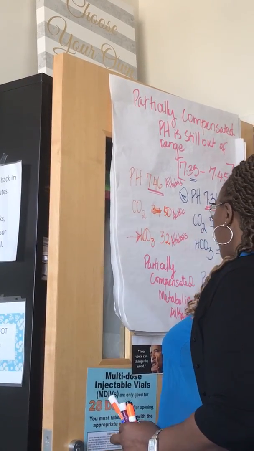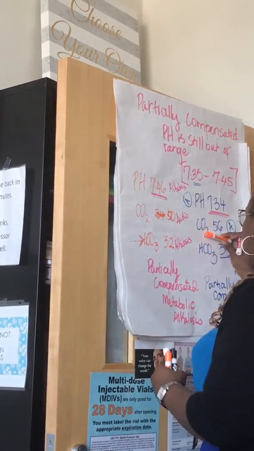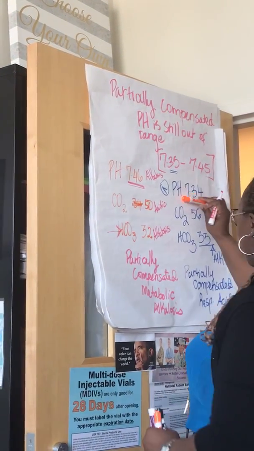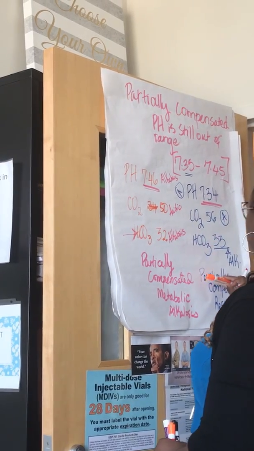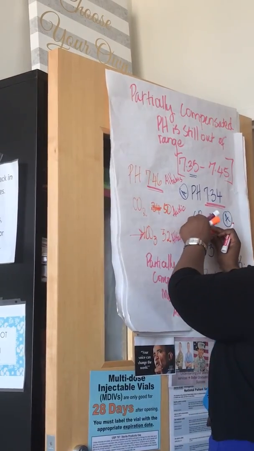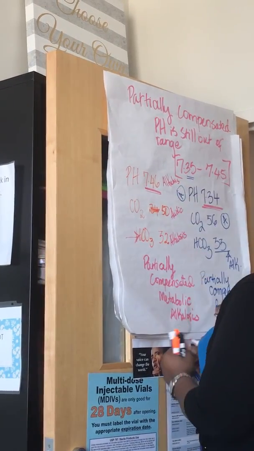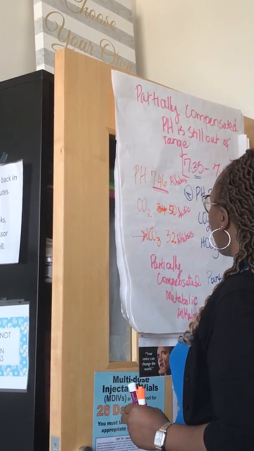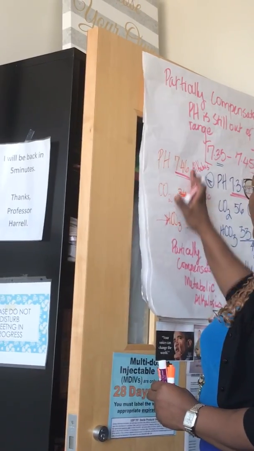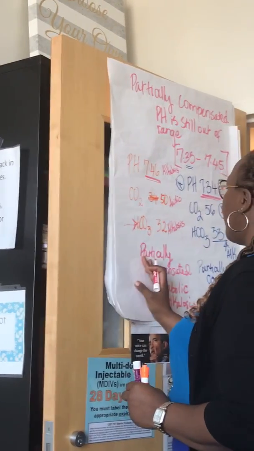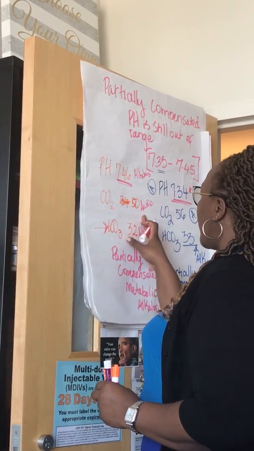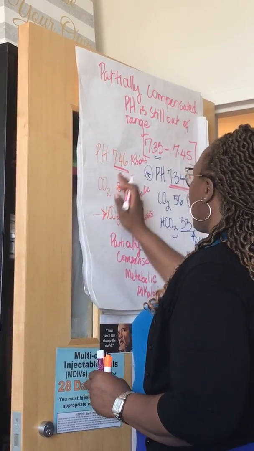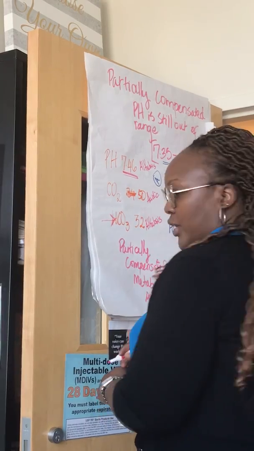Both values are out of range, but in this case here, we have an acidotic problem. CO2 is an acid, so that's following the acid. Even though bicarbonate is working hard to bring it back to normal, pH has not reached the normal range yet. And on this side, alkalotic problem, and CO2 is working hard to bring the alkalosis back to normal. We are almost there, but we are not there yet. So that's what partially compensated is.